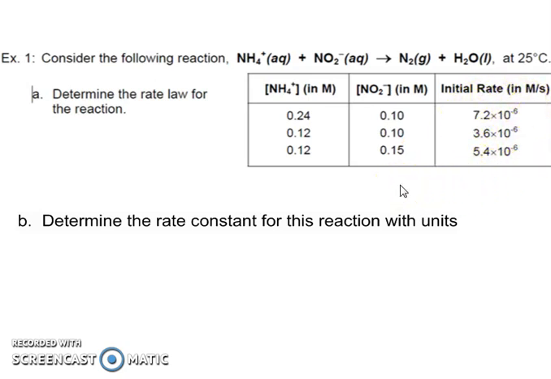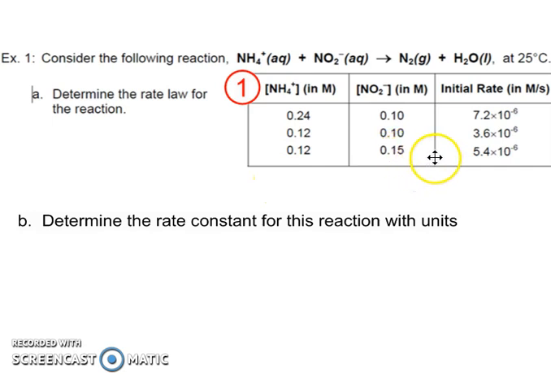So we want to do kind of the same thing. We want to look at 2 different experiments that isolate a particular element. So if I look at the first and the second experiment, the nitrite stayed the same, but I see my ammonium is different. So any differences in my rate can be attributed to the differences in ammonium. So it looks like I essentially cut in half my ammonium, and it looks like I cut in half my rate. So that is a proportional relationship, which means my exponent would be a 1. We'd be first order for ammonium.